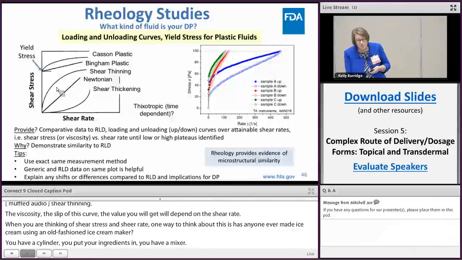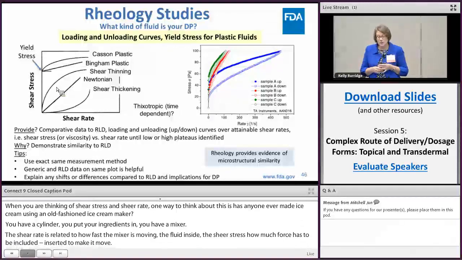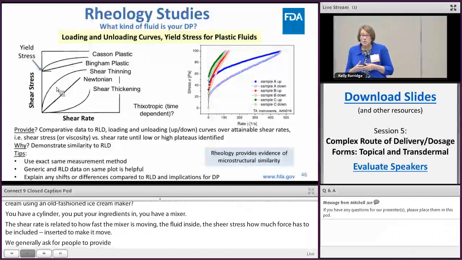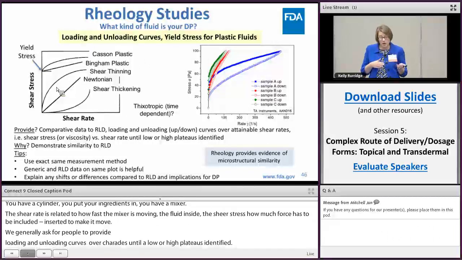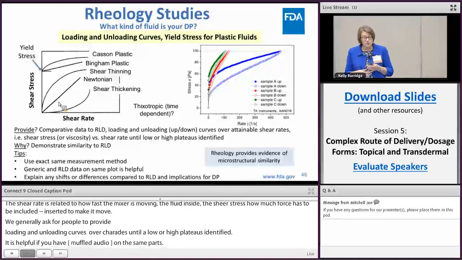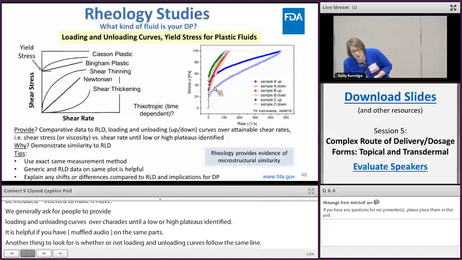We generally ask for people to provide loading and unloading curves over attainable shear rates until a low or high plateau is identified. It's helpful if you provide your product's data and the RLD on the same plot. Another thing to look for is whether or not the loading and unloading curves fall on the same line. If they do, then your fluid is not time dependent. However, if you load and then you unload and the curves don't overlap, then there's some time dependence of your fluid and you have a little bit more of a complex situation.